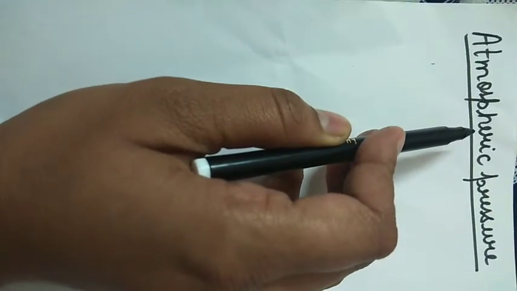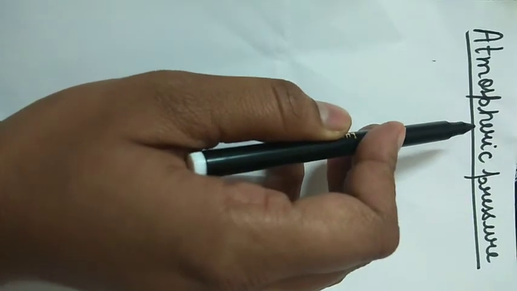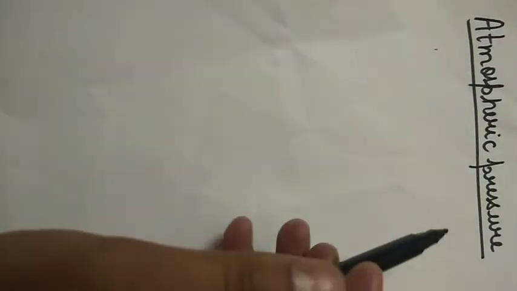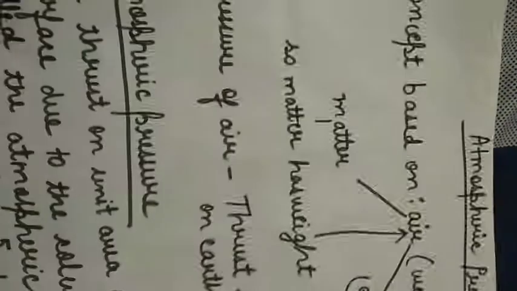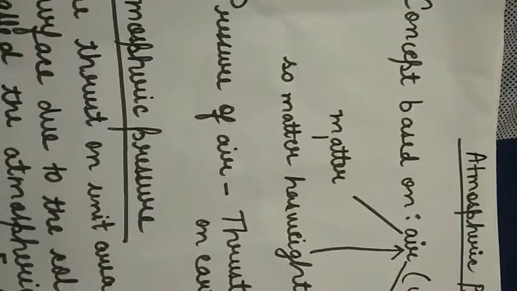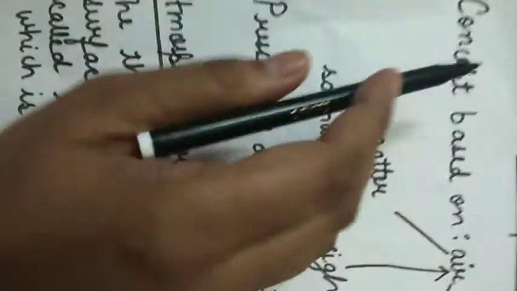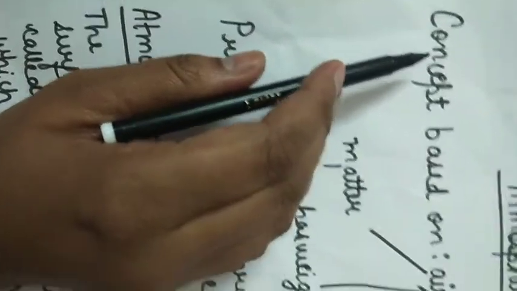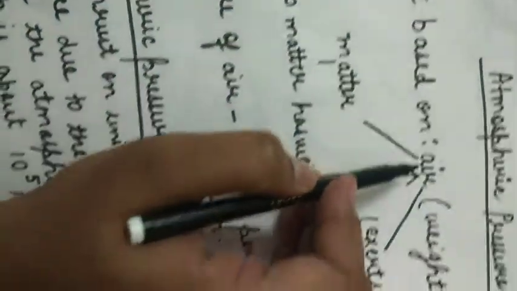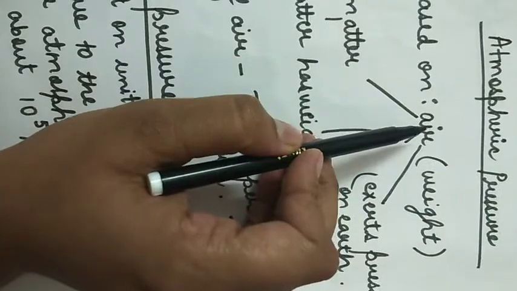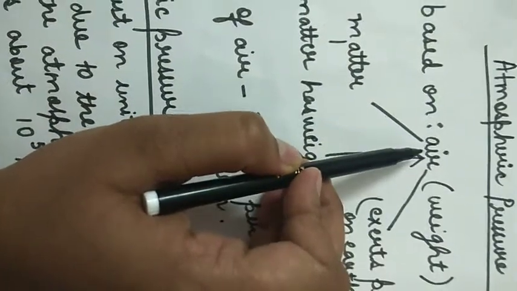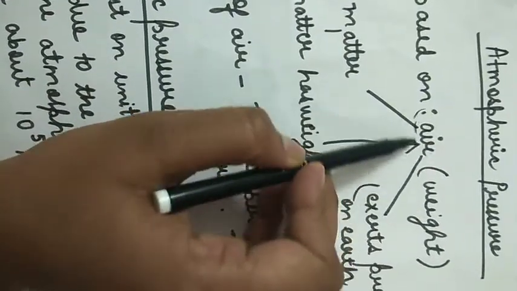So all these comprise the atmosphere, and we live in this atmosphere. Now this atmospheric pressure is based on the air, which exerts pressure on the surrounding. The atmospheric pressure concept is based on air. We have to study about this.